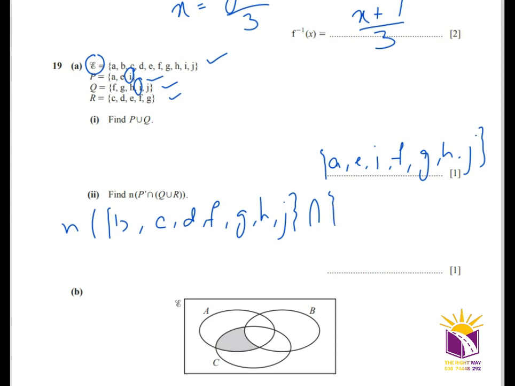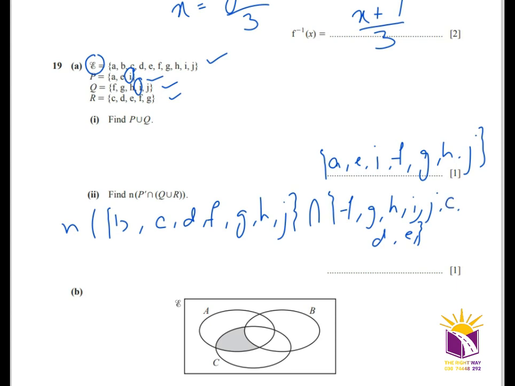Intersection Q union R. Q union R will be F, G, H, I, J, C, D, E. F and G are already written, so we are not going to write them again.